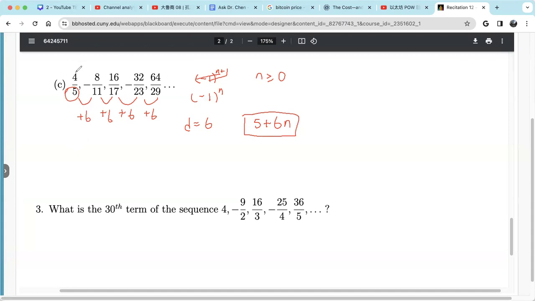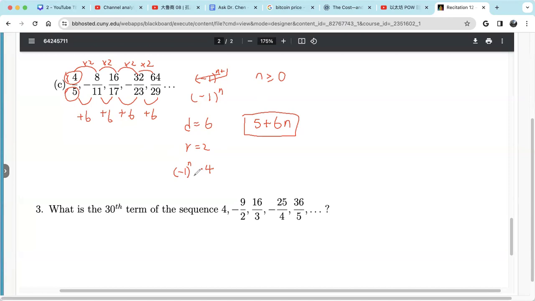The numerator we observe, we have from 4 to 8, 8 to 16, 16 to 32. So each time it is multiplied by 2. So the numerator itself is a geometric sequence. The common ratio is 2, and the first term is 4. So that means we can write it starting with the 4 times, and we also have negative 1 raised to n, because we want n to start from 0.